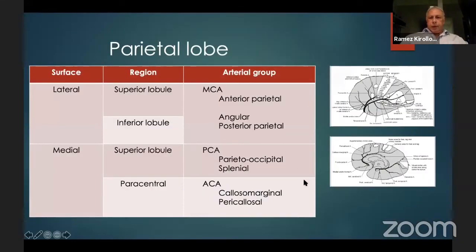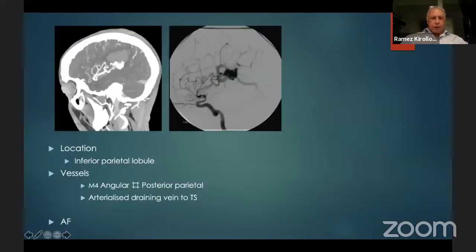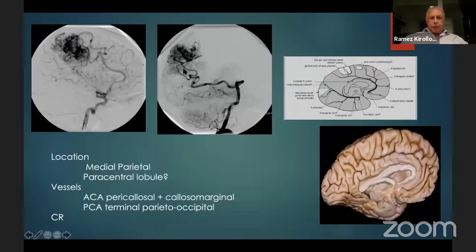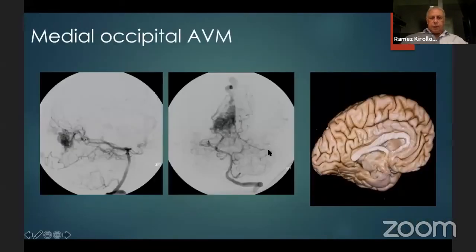The parietal lobe is similar, so I will just show you the slides. And again, this is an inferior parietal lobule. This is again the paracentral lobule on the medial side. And the occipital AVMs, of course, this is in the primary visual cortex.